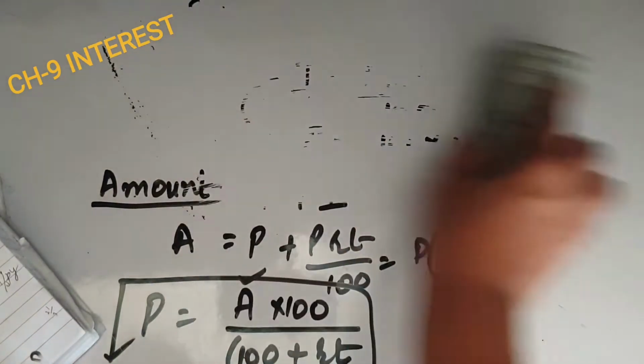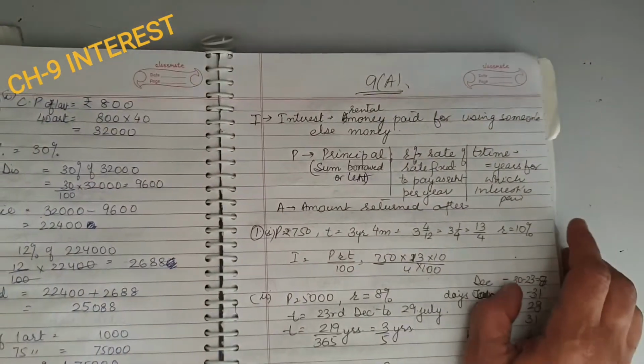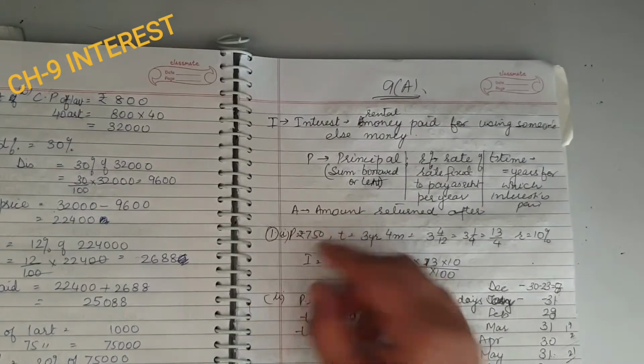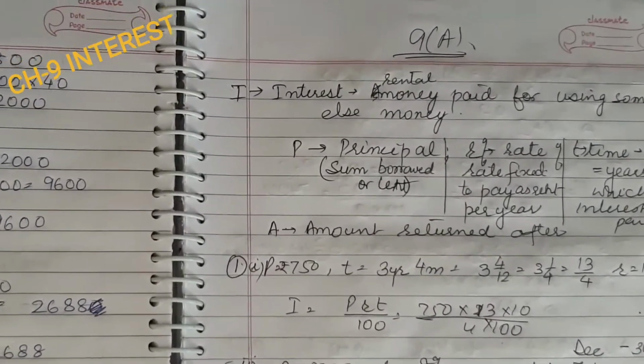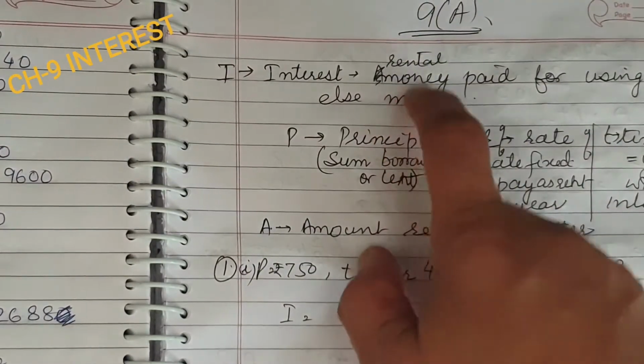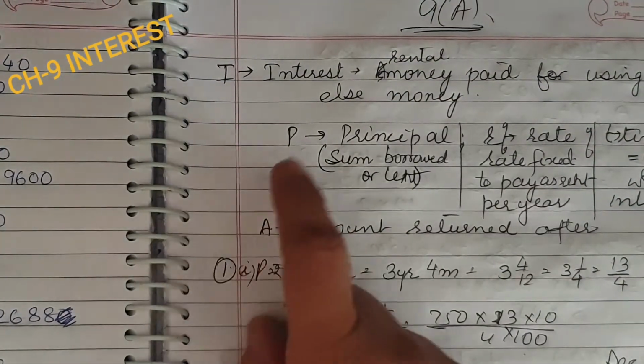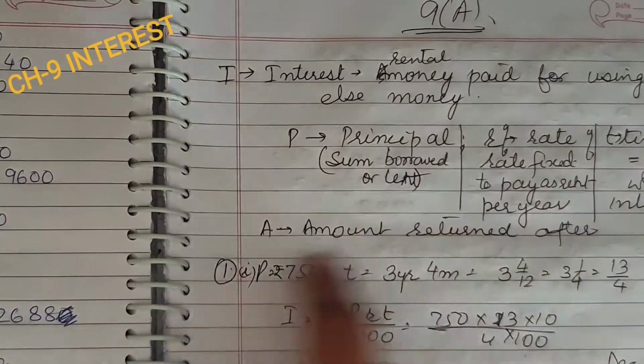Now in the exercise, let us go to exercise A. They are based upon these formulas, so you can recollect the formulas. Interest is the rental money paid for using someone else's money. So the terms we will be using are the principal, rate, time and amount.